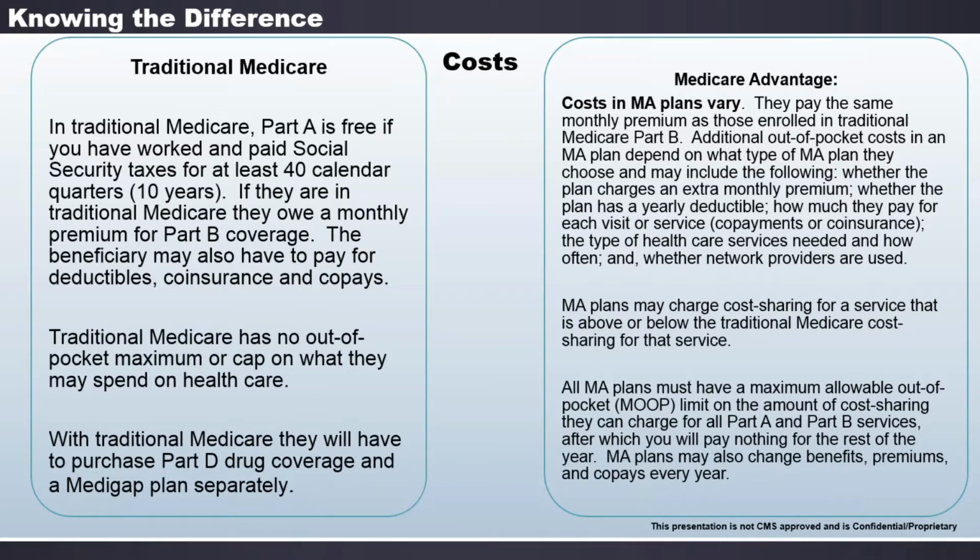Medicare Advantage plans may charge cost sharing for services above or below the traditional Medicare cost sharing for that service. And all Medicare Advantage plans must have a maximum allowable out-of-pocket (MOOP) limit on the amount of cost sharing they can charge for all Part A and B services, after which they'll pay nothing for the rest of the year. So once they hit that maximum out-of-pocket expense, they don't have to pay anything. Medicare Advantage plans may also change benefits, premiums, and copays every year too.